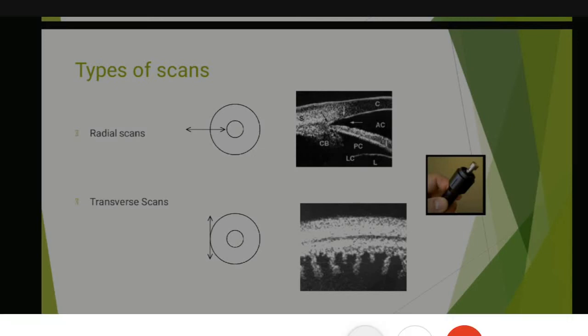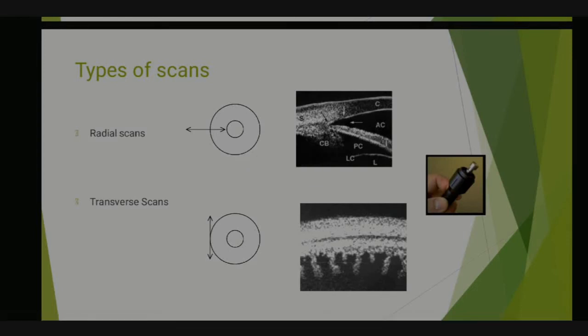Madhu, these are the structures that will be seen in all images. The images will be like this only. So cornea, anterior chamber, posterior chamber, anterior lens capsule, CB region, and sclera will be visible in the radial scans.